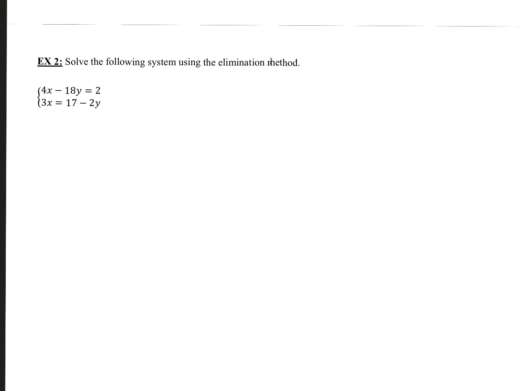Alright, so the first step in elimination is we want to make sure these are in x, y form. In the first equation, that is already in xy form. So we have 4x minus 18y equals 2. The bottom equation, we need to move that y over. So we'll go ahead and add y to both sides, and we'll get 3x plus 2y equals 17.